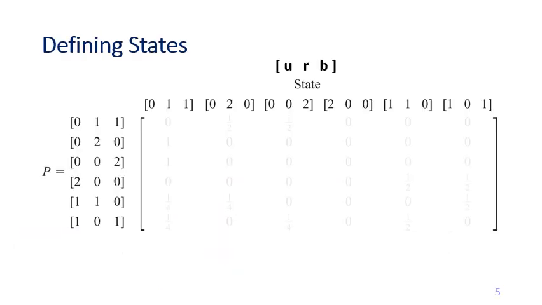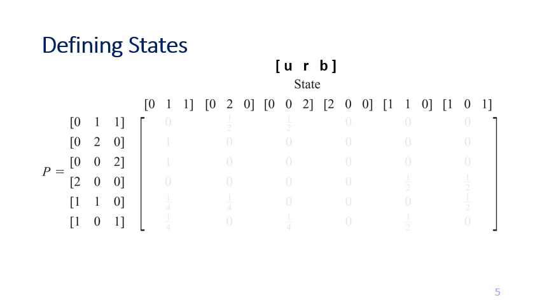First, let's define the states. In that problem, the state or the condition that we observe at each time is how many balls we have for each color, which is represented by the vector of U, R, B. So the number of unpainted balls, the number of red balls, and the number of black balls.